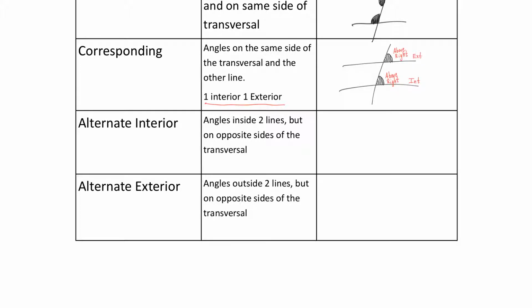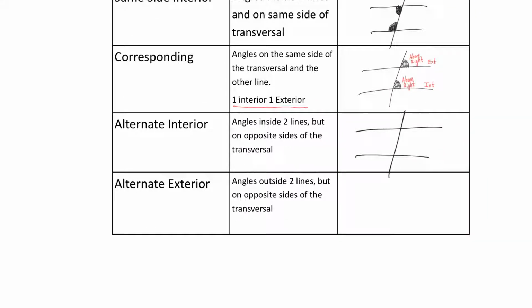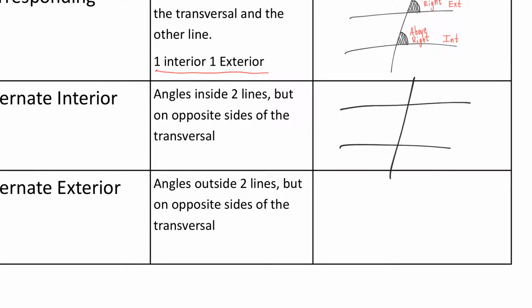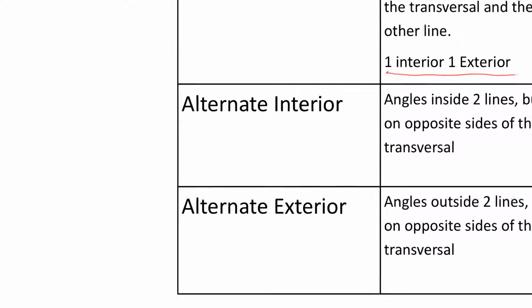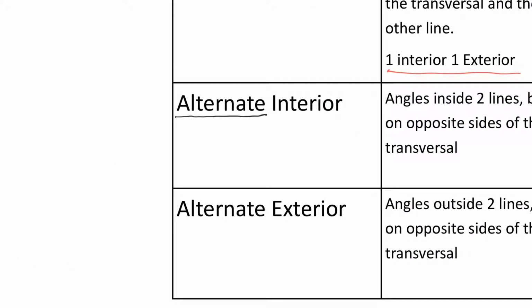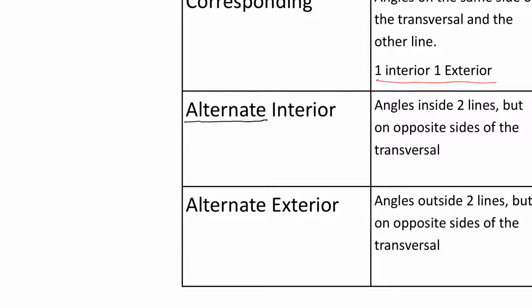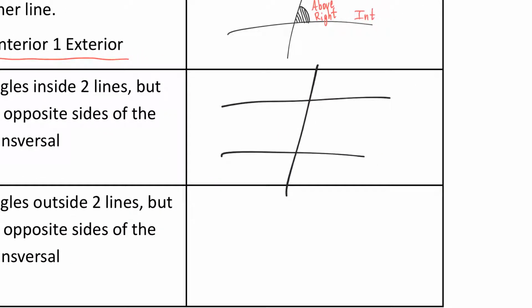Okay, alternate interior. So draw my two lines with this crossing. Okay, so these are angles inside two lines, but on the opposite side of the transversal. What does the word alternate mean? Like switch? Yeah, it means like to switch back and forth, right? So alternate interior means switching back and forth on the inside. So alternate interior, an example of that would be like this angle and this angle right here. Those are alternate interior. Now, again, this angle right here and this angle right here would be alternate interior also, but we're only shading one example on this.